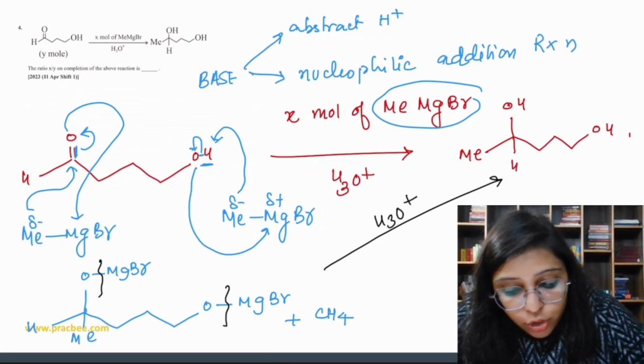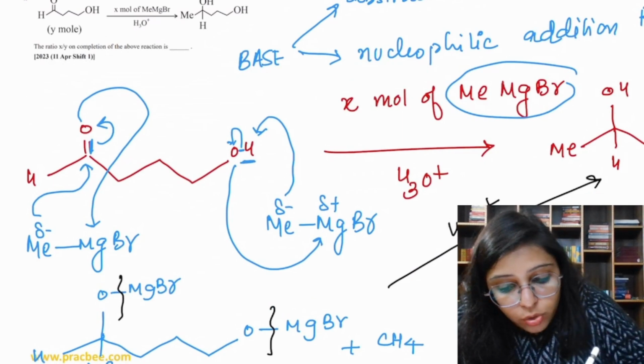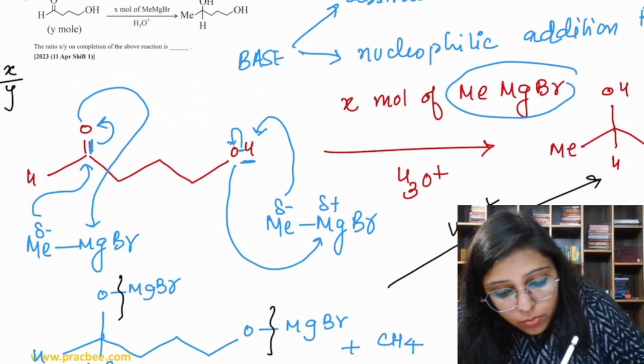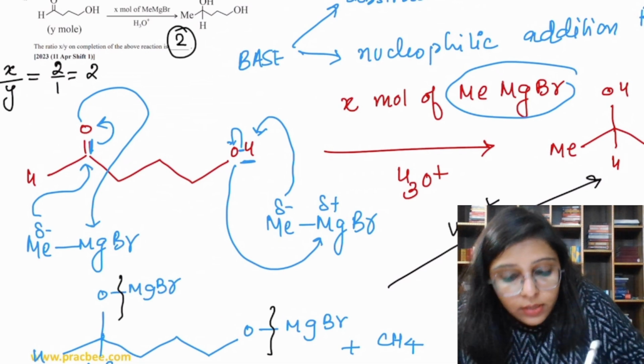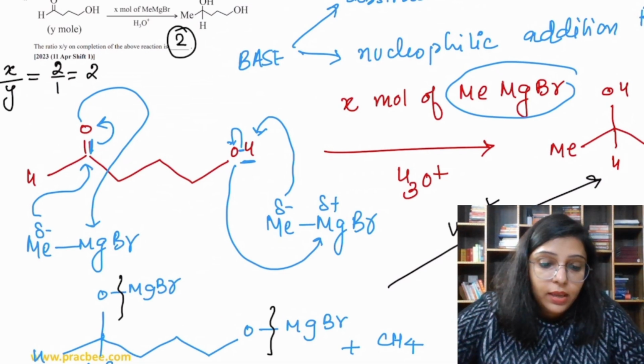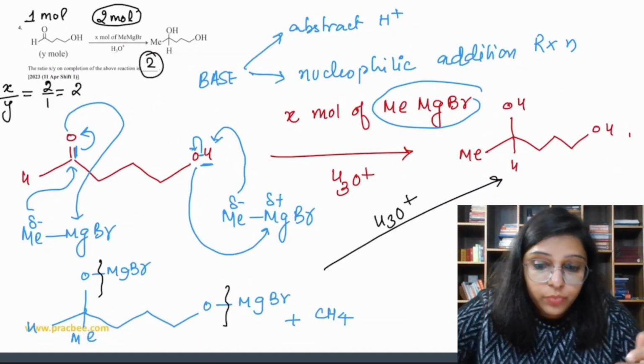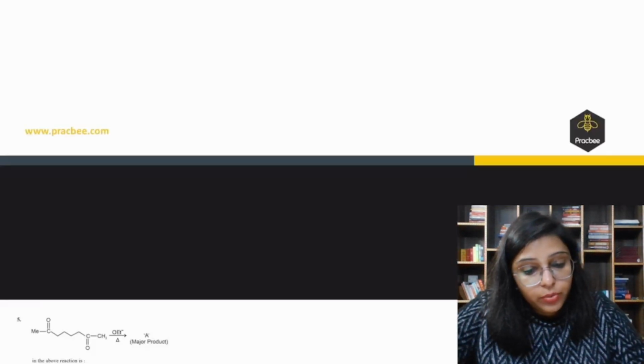So ratio of X and Y on complete. So X 2 mole. We are going to use 2 mole of this per mole of Y. So ratio of X upon Y is equal to 2 upon 1, which is equal to 2. So answer is 2. Okay, answer is going to be 2. Now let's do next question.